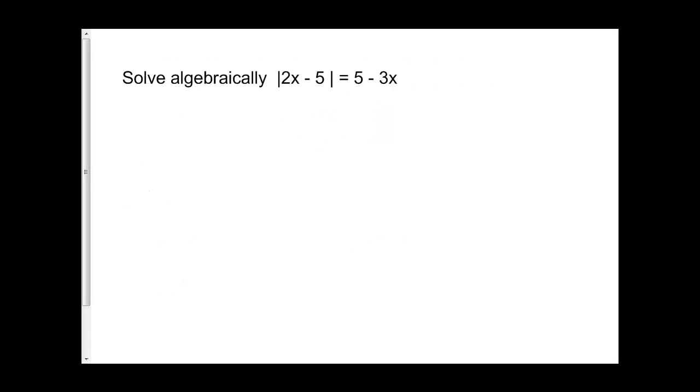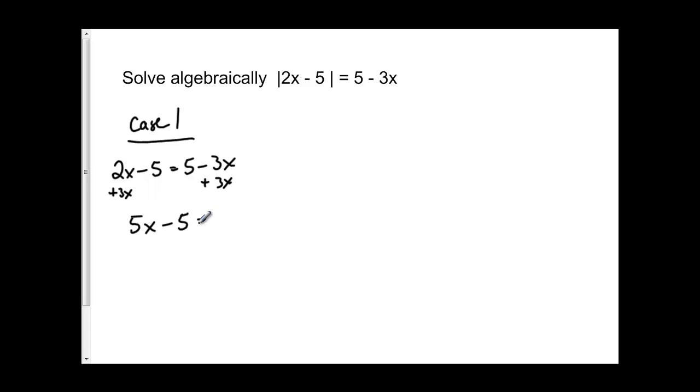Sometimes I can get extraneous values here. In this one, for my case 1, I'm going to solve it exactly as it is. So I solve 2x minus 5 equals 5 minus 3x. I'm going to add 3x to both sides to get the x's together, which gives me 5x minus 5 equals 5. Add 5 to both sides, I get 5x equals 10, which gives me x equals 2.